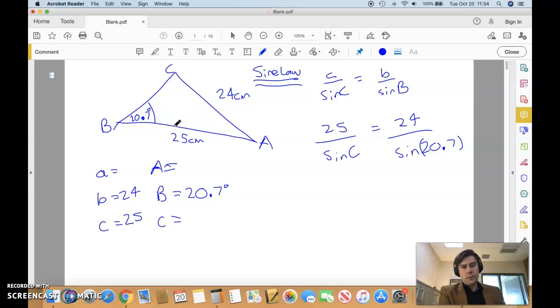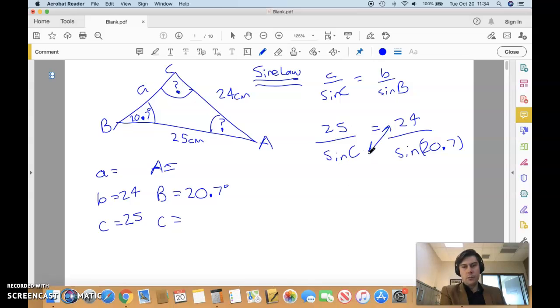We're finding out this angle here, so angle C, because we actually know the side. We can't find out anything about A yet. It's just we don't know enough information. So we've got to find out C, and then from C we can find out A. So we set up the ratio for C and B, and we're looking for sine C.